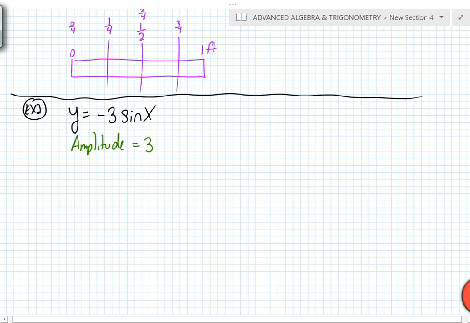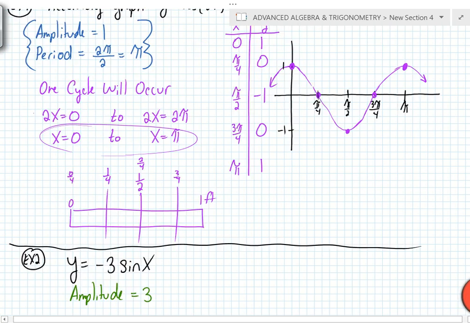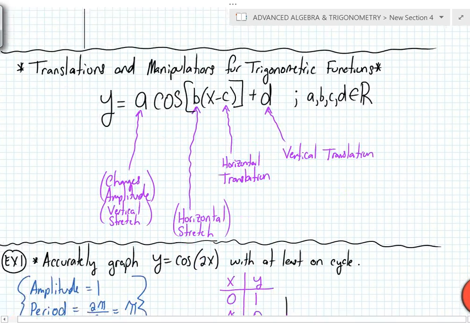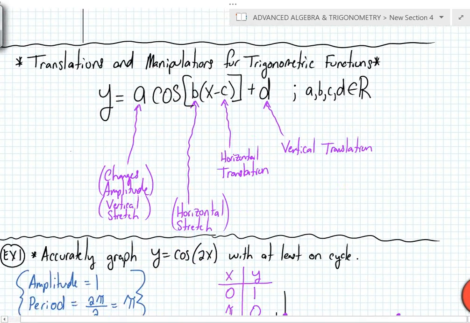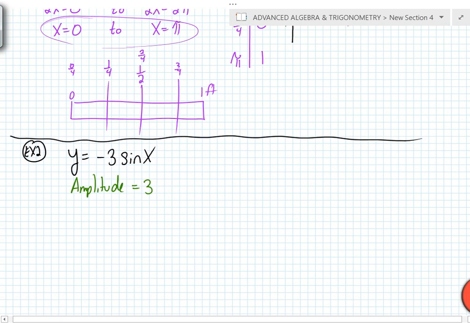I know I didn't mention this before, but it's always a positive value. The negative sign is actually going to reflect it over the x-axis. So that's something you could add to your notes. Maybe it's worth going back up. On this general form, you could put a note to self. Okay? If it's negative, then it's going to be a reflection over the x-axis.